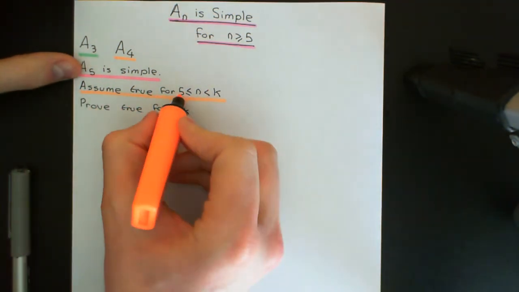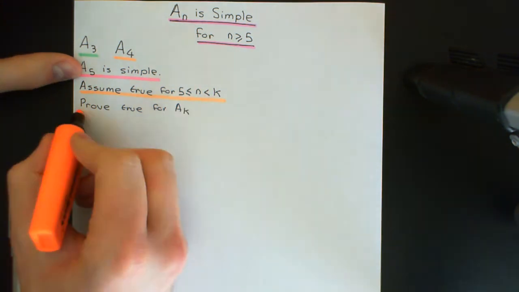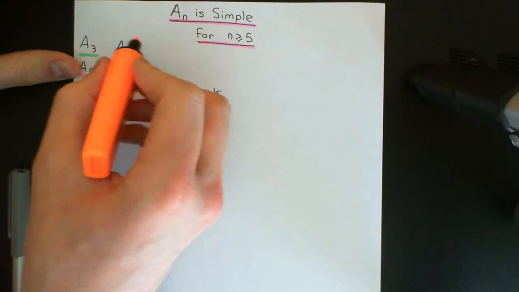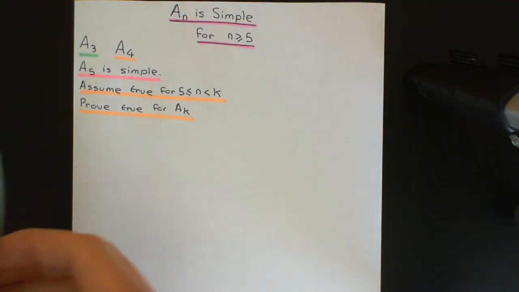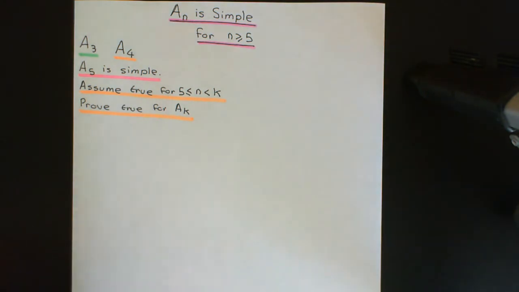So we assume it's true for A5, A6, all the way up to A_{k-1}, and we're then going to prove that if that's the case, it's true for A_k. And if this is true in general, then it will be true that A6 is simple because A5 is simple, and then if A5 and A6 are simple, then the next one along, A7, will be simple, and then if A5, A6, A7 are simple, then the next one along, A8, will be simple, etc. And then it will just go on and on and on.